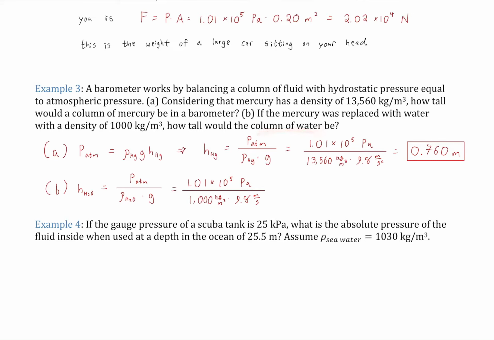and make a column of water that worked like a barometer? Well, in that case, we'd have to solve for the column of water. The only difference here is we would replace our density for mercury with the density of water.